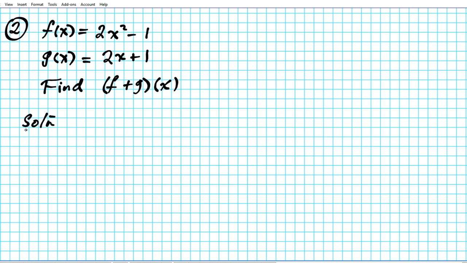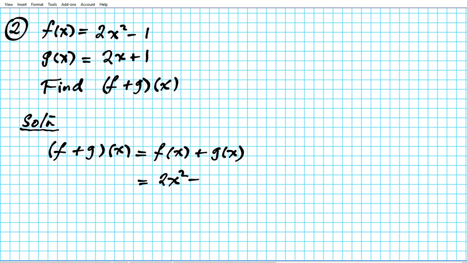So the solution is as follows. We're going to start with the formula f plus g of x. It just simply means that you take the function f of x and you add g of x. So what is f of x? F of x is 2x squared minus 1. And then we're adding g of x, which is 2x plus 1. I use the parentheses here, even though it doesn't really impact the result, but it's always good practice to use parentheses after an operation. So let's go ahead and simplify that.